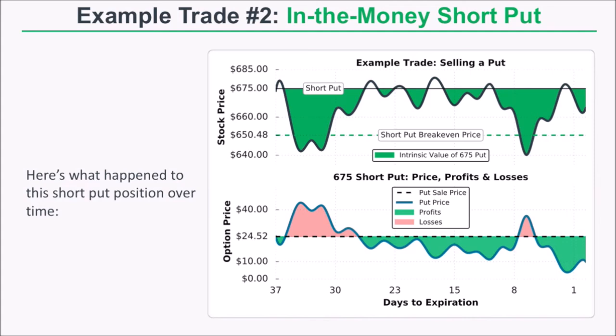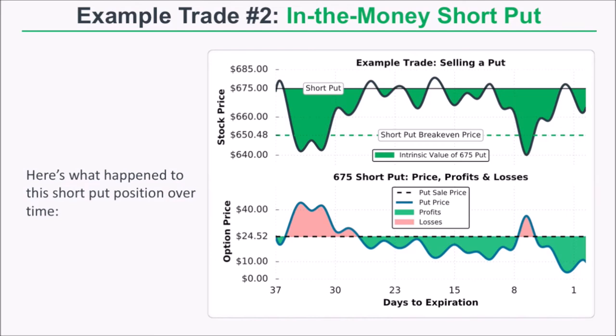Now, at expiration, we can see that the stock price is below the short put strike price, but is above the short put's break-even price. Now that means this strategy did not realize the maximum profit potential, but it actually did make money because the stock price was above the break-even price.